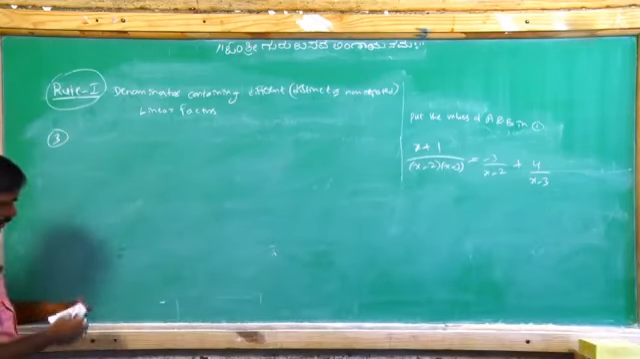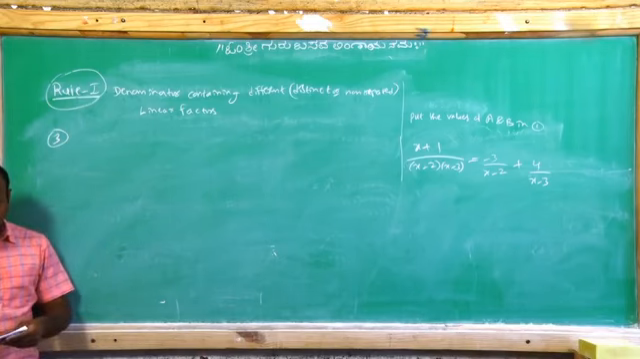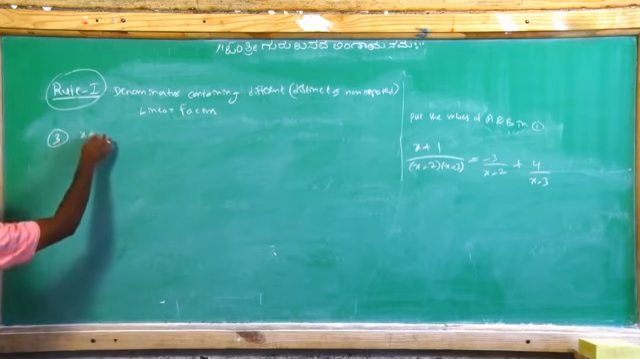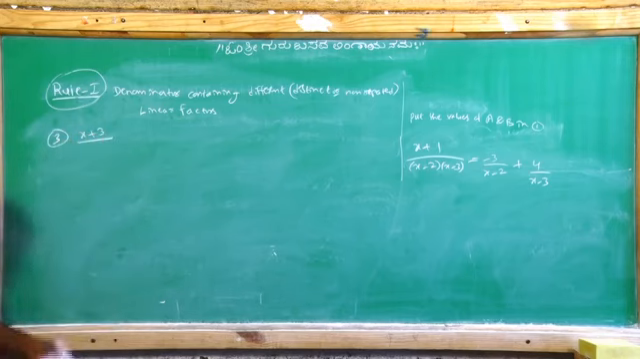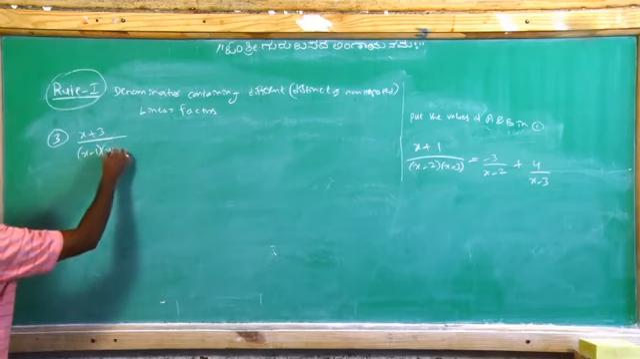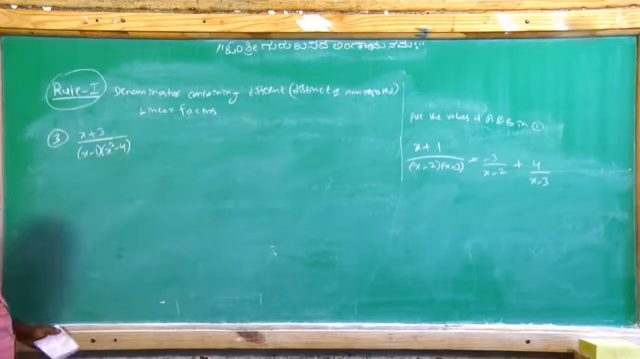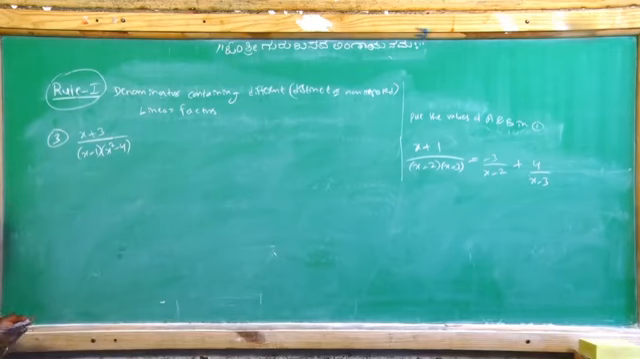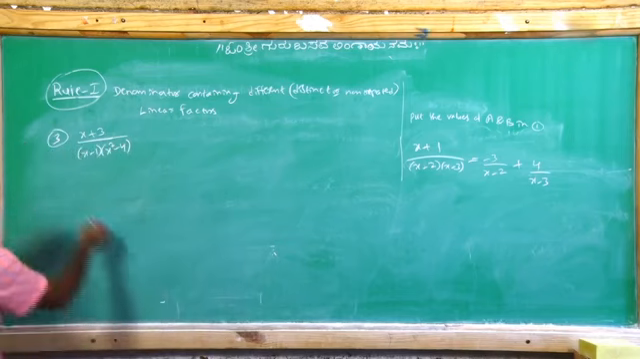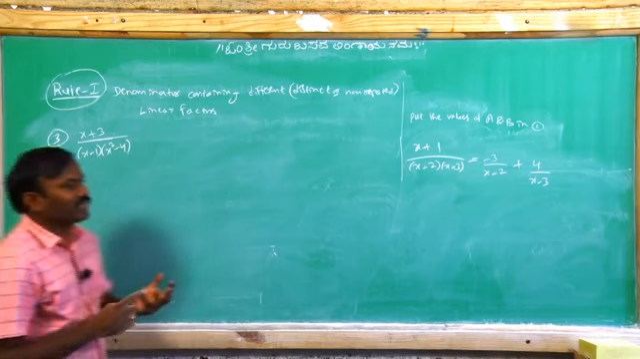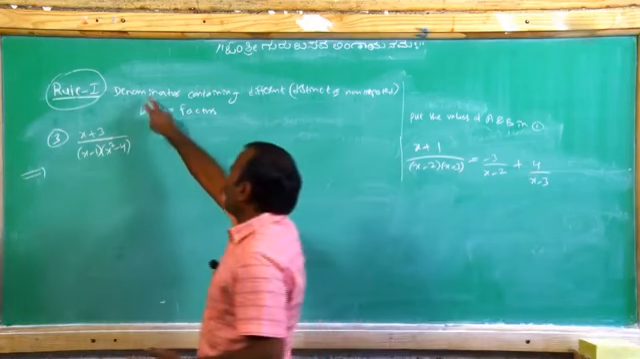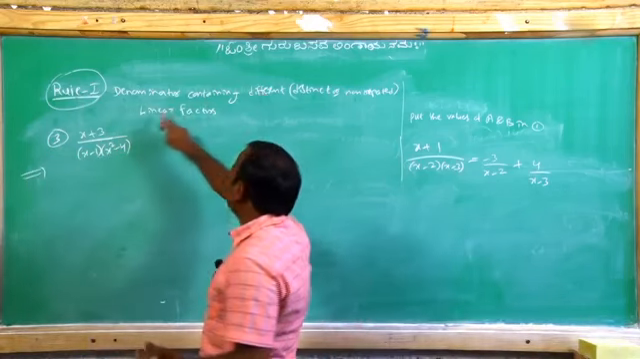Now take a third example: x plus 3 by x minus 1 into x square minus 4. What is the condition? The first condition is that the fraction must be a proper fraction, and second, the denominator contains different linear factors.